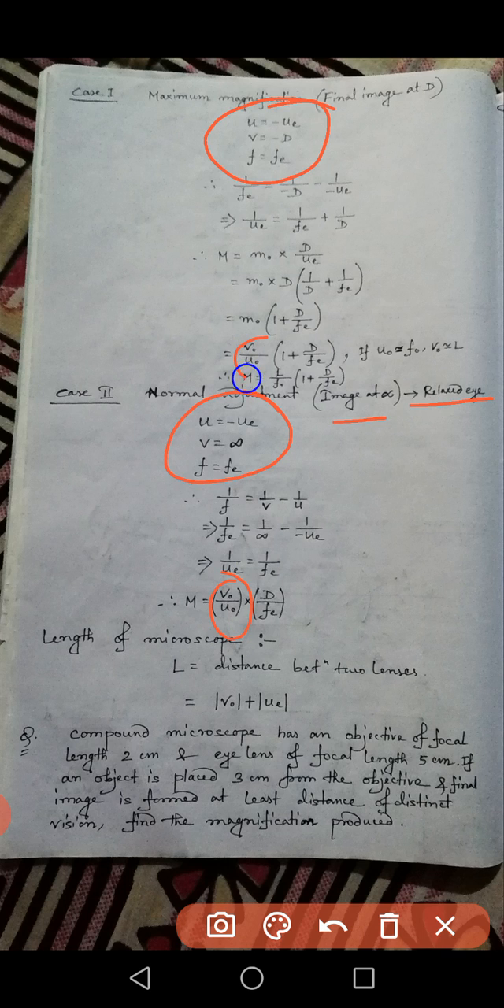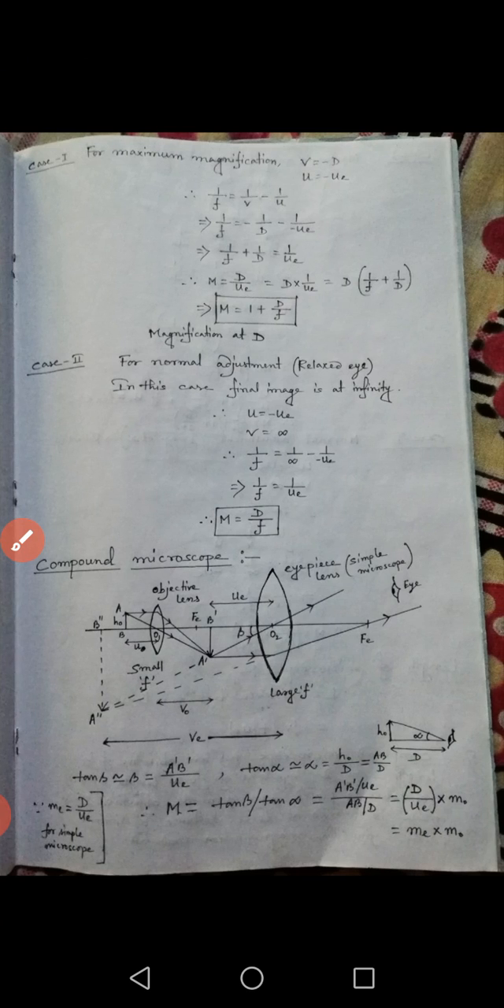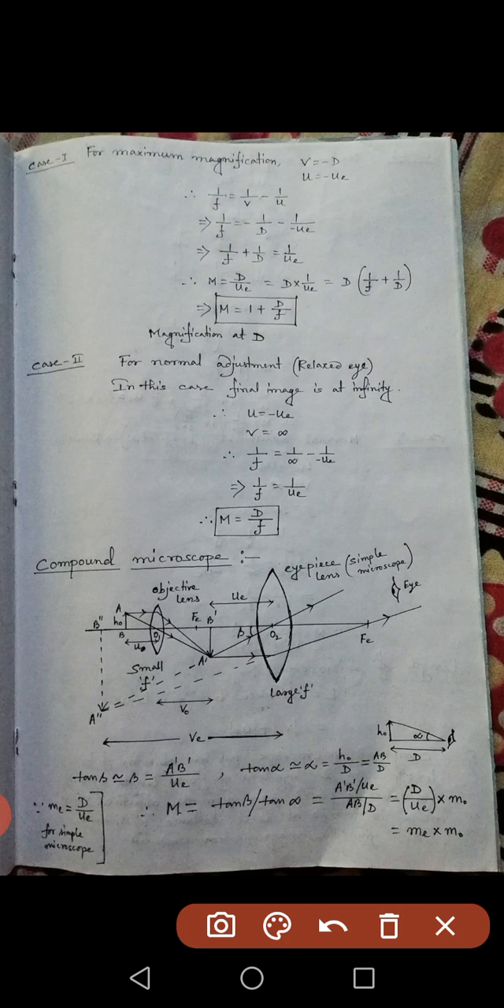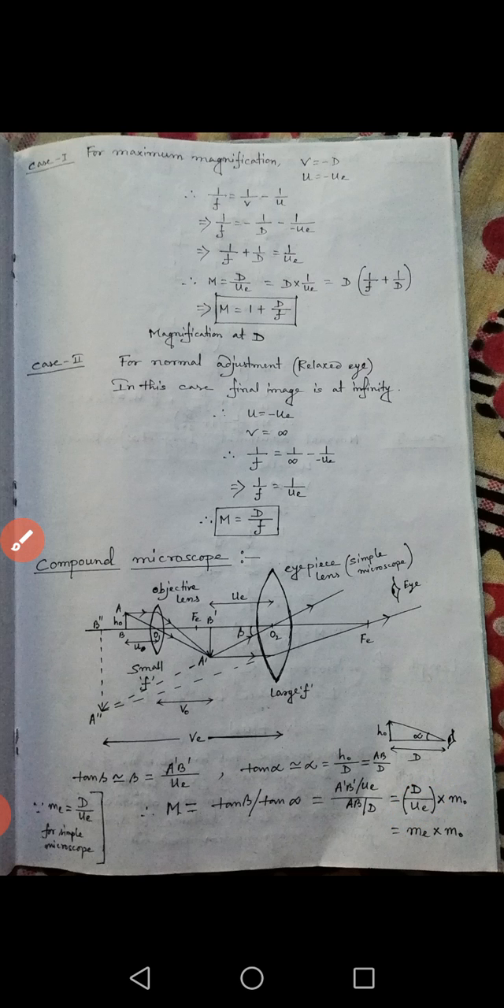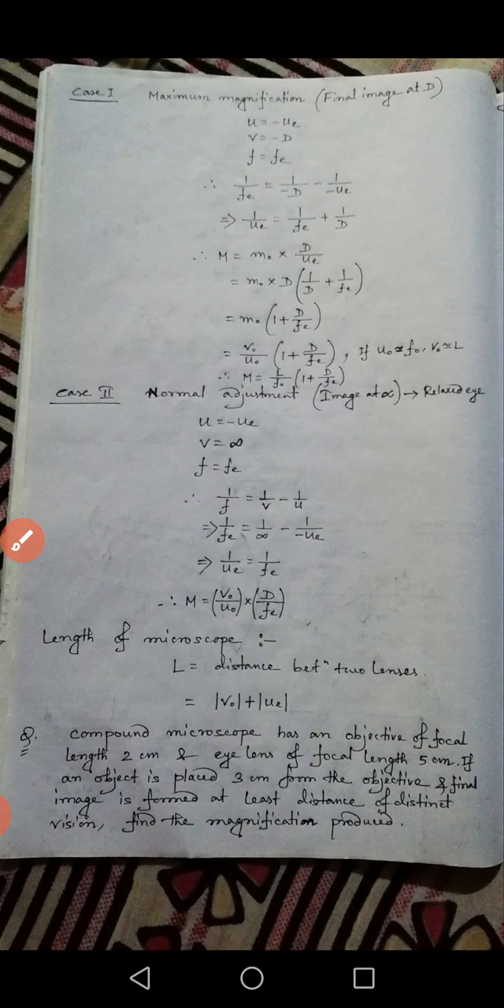So M naught means this one only, V naught by U naught, same thing. The only change is that in place of this term we are getting this term now. In the general formula it was D by UE, but M naught will remain as it is. In this case we got UE equals FE, so it becomes D by FE into M naught.